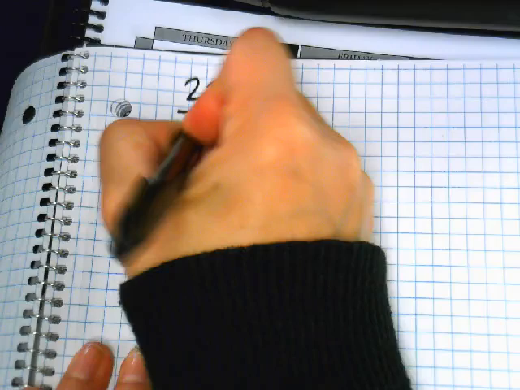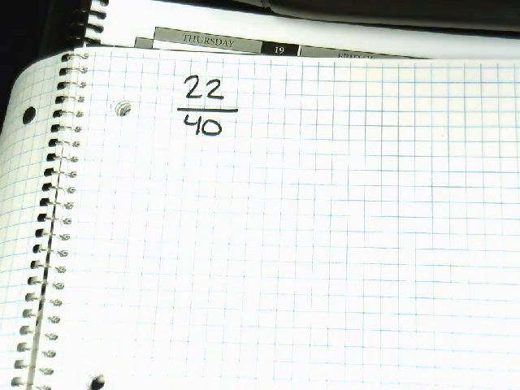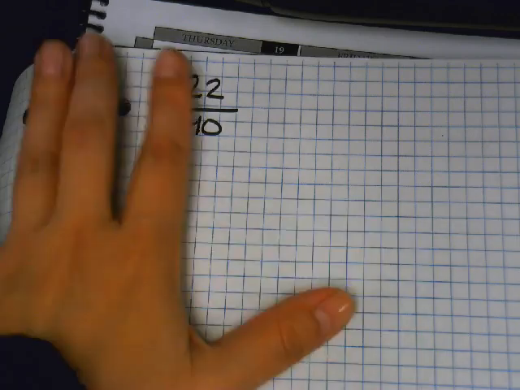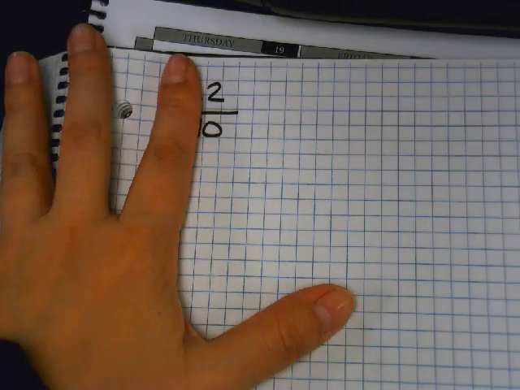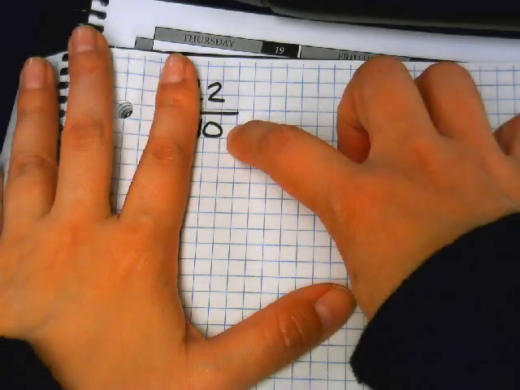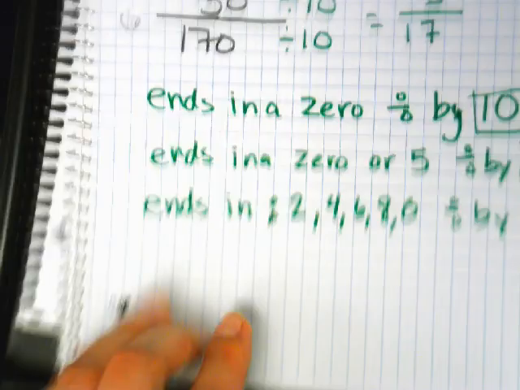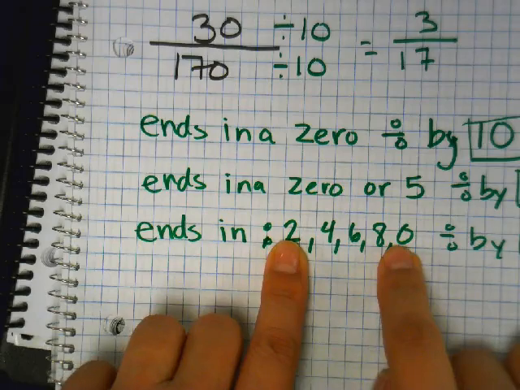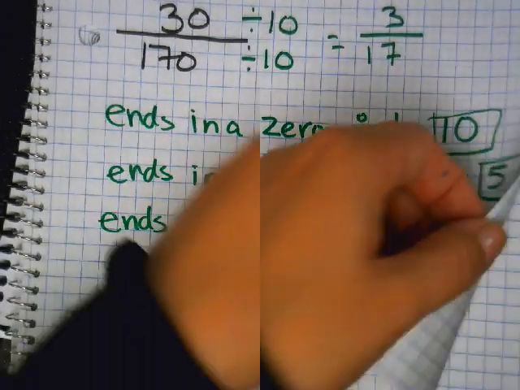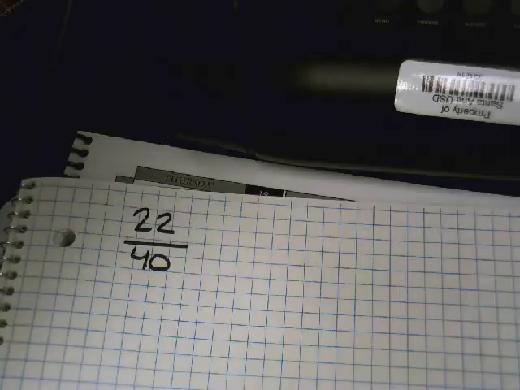What can I divide 22 and 40 by? If you're struggling, let's pretend you're struggling. Look at the last 2 digits. What do they end with? 2 and 0. What did Miss O'Malley say about numbers that end in 2 or 0? We can divide by 2. So that's a good place to start. Everybody divide this by 2.